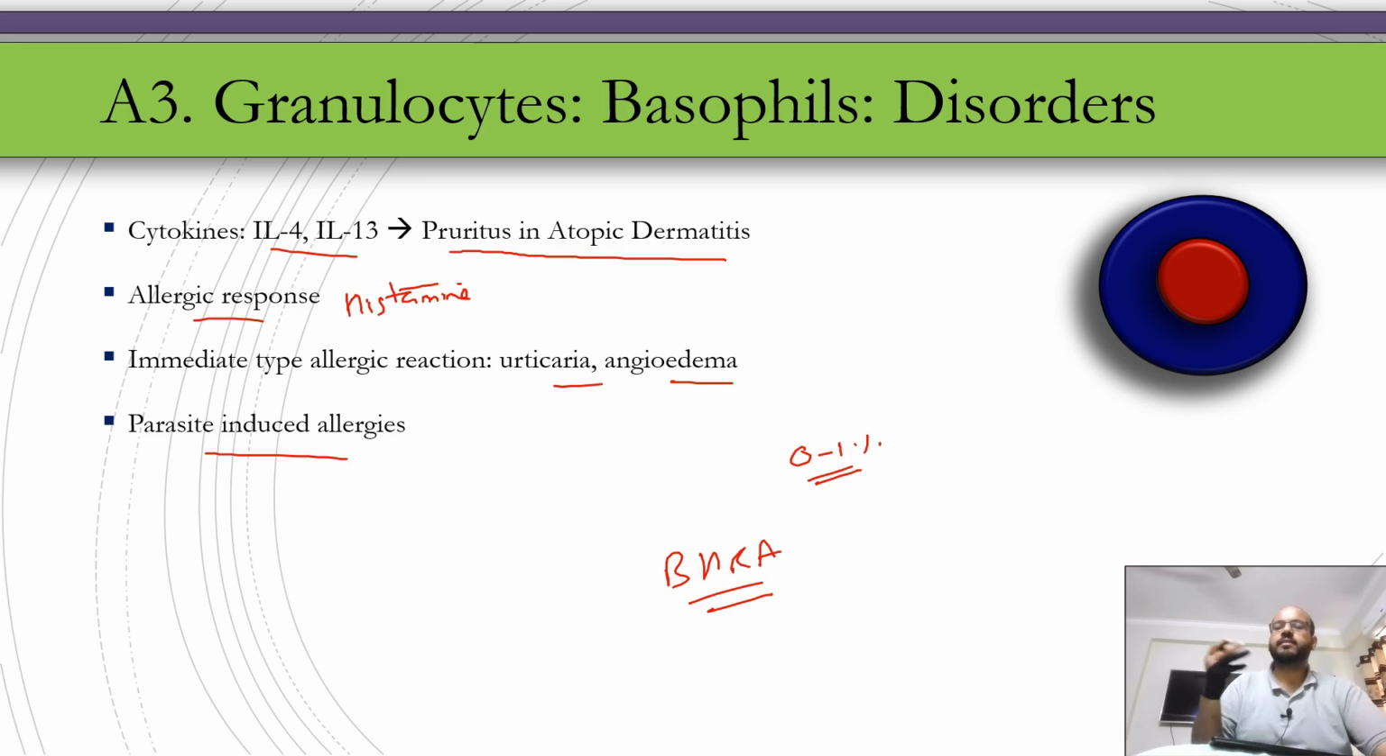Just remember, basophils have histamines and prostaglandins and leukotrienes, and they're responsible for immediate type allergic reaction and also act as a chemotactic agent to other immune cells. Clear? Let's move forward.